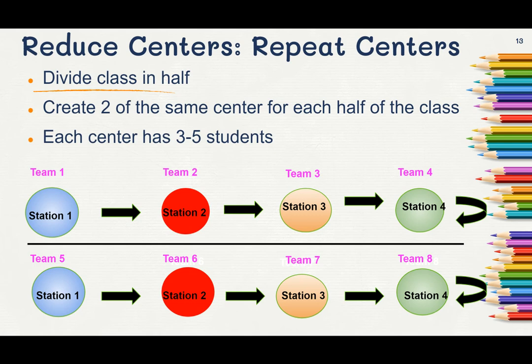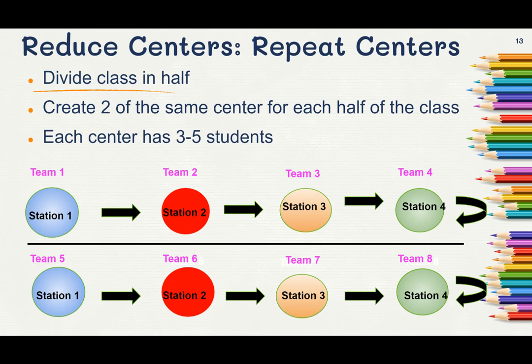And team 1 through 4 is going to go through station 1 through 4. And then you're going to have the same stations on the other half of your class that are, again, stations 1 through 4. So you're creating 2 sets of the same station so that you only are having to create 4 stations instead of 8. And this was like, light bulb, how had I not ever thought about this before? It's pretty easy to come up with 4 stations, a lot easier than it is to come up with 8.